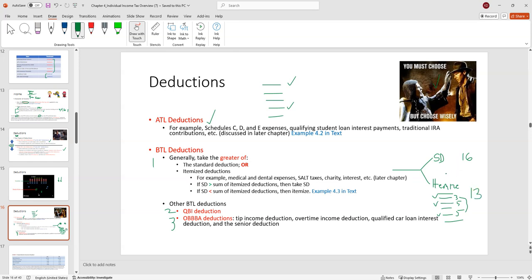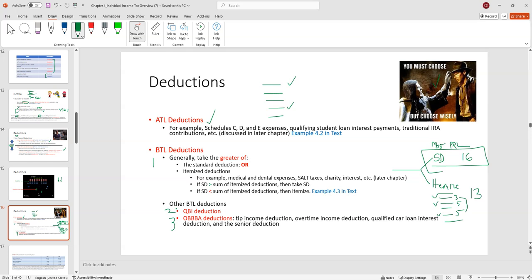And as a general rule, you're going to want to pick the bigger, right? So in this case, the standard deduction would be bigger. It's totally possible your itemized deductions could be bigger. You always have to compare. And again, we'll talk about what the itemized deductions are. So that's kind of the first one that you do there.